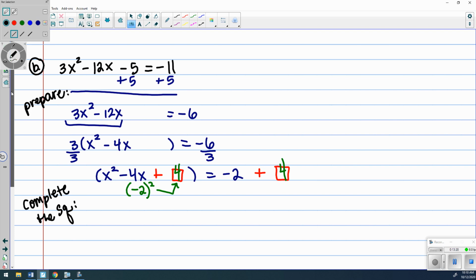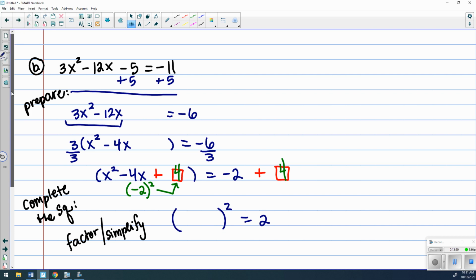Now I'm going to factor the left and simplify the right. Factoring the left is going to be a little bit harder than simplifying the right. Negative 2 plus 4 is just 2. That was easy. Now, what would this factor into? So you're thinking, what 2 numbers would multiply to 4 but add up to negative 4? That would be negative 2 and negative 2. So x minus 2. So maybe you remember the shortcut from the previous examples, but remember, this business goes right here. So, you know, you really can take a shortcut there.